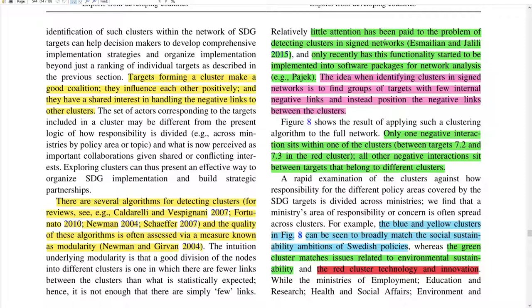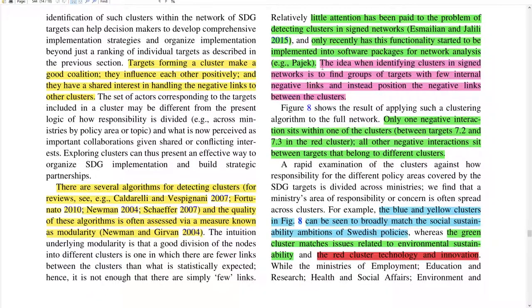Little attention has been paid to the problem of detecting clusters in signed networks. Only recently has this functionality started to be implemented into software packages for network analysis. So in the past, this software did not take into consideration the fact that some networks have signs that could be positive or negative, and therefore did not take that into account when trying to form clusters. So the idea in identifying clusters in signed networks is to find groups of targets with few internal negative links and instead position the negative links between the clusters.